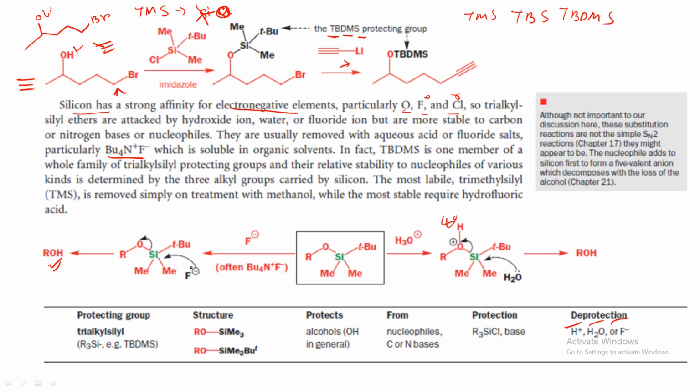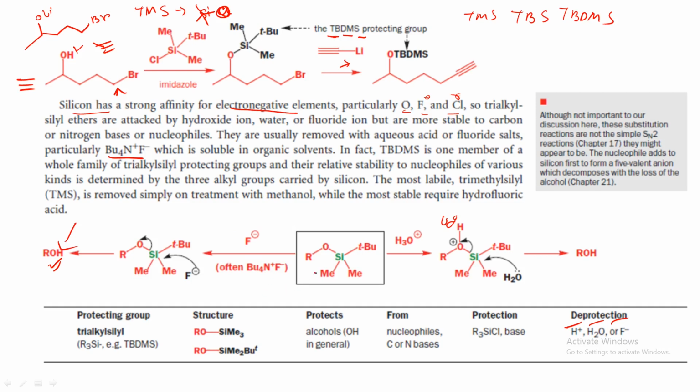So how does it happen? F minus can easily attack the silicon center. You can see over here its strong affinity towards electronegative elements, and you all know how electronegative fluoride is. So that's why this particular attack is favored, and then the oxygen silicon bond would be broken, and we would regenerate our alcohol molecule, and this byproduct can be easily removed from the system. So that's how protection and deprotection chemistry works.